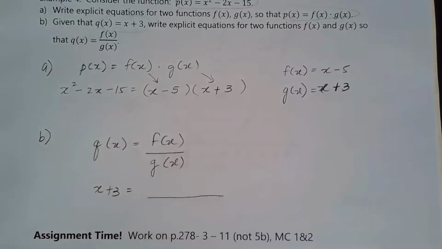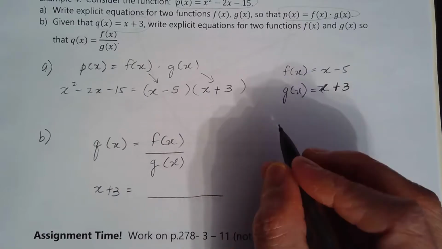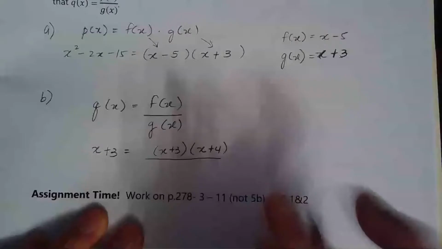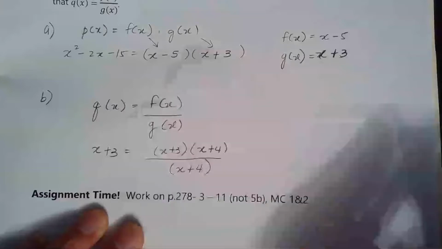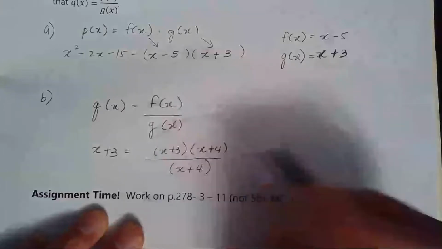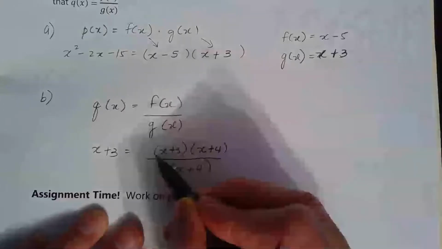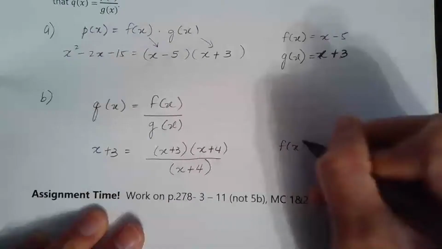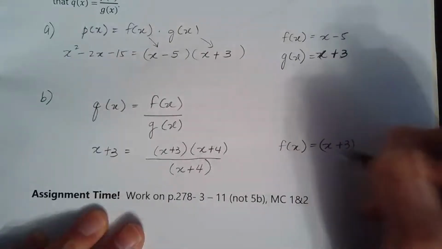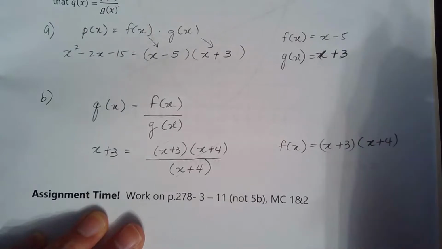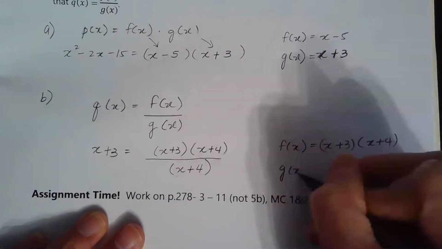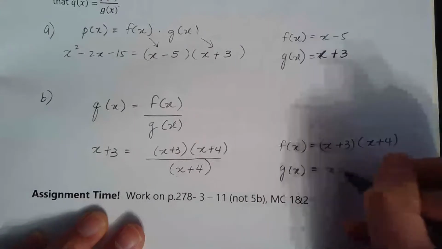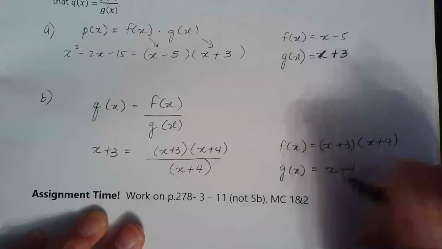So we can say that f of x be over x plus 4. Okay, so that would cancel that one, and we're left with the x plus 3. So therefore, f of x is equal to x plus 3 times x plus 4. And then the g of x is equal to just the x plus 4.